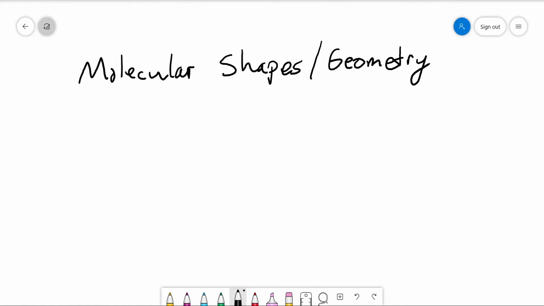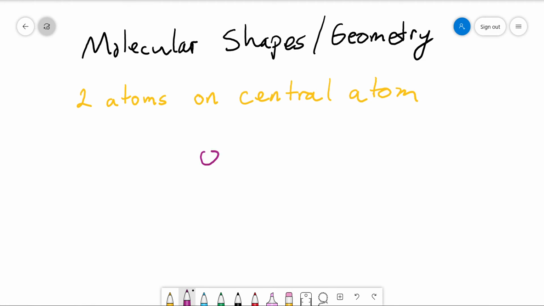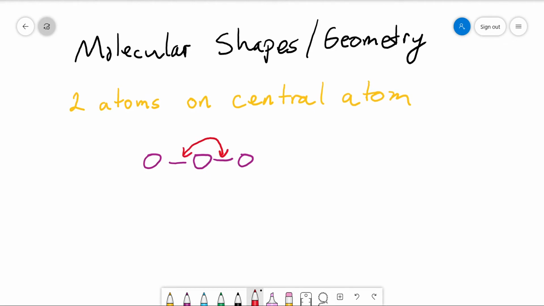So the basic shape doesn't change as long as there's no lone pairs on the central atom. So that's where we're going to start. We're going to talk about two atoms, and when I say two atoms, I mean two terminal atoms on the central atom. Okay, and that's just two things, right? So the shape doesn't change. We have this. And that gives us a bond angle of 180 degrees, and that is still linear.